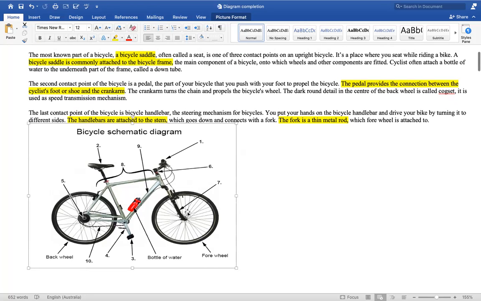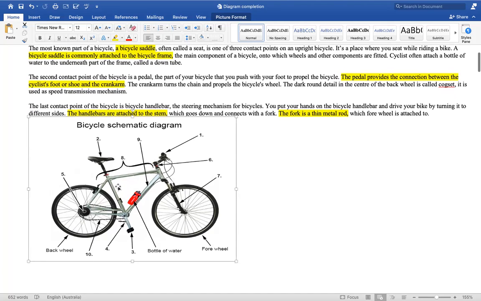And what is 7? 7 is fork. The fork is a thin metal rod. 7 is a metal rod, because we are just supposed to write 2 words, right? No, no more than 2 words. Yeah, 2 words, so metal rod. I think 1 word is also fine.